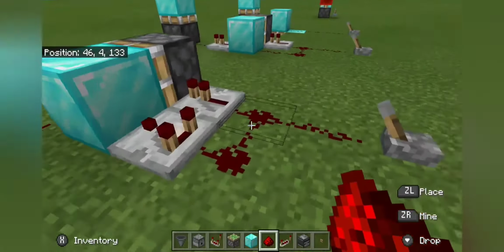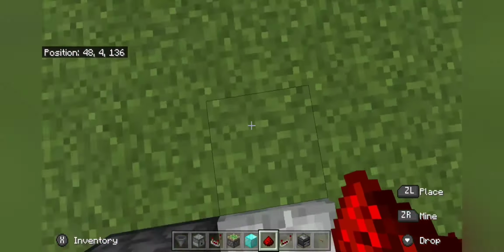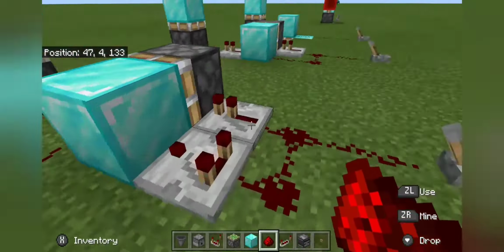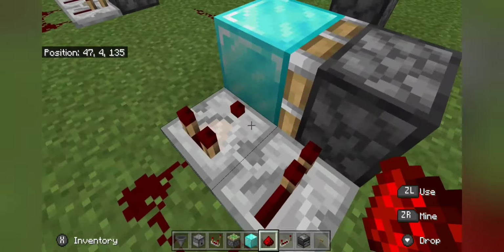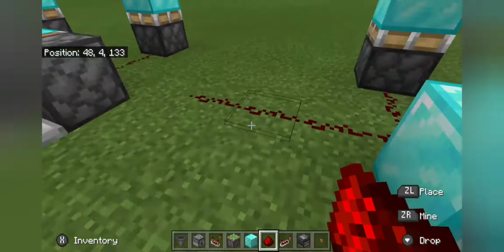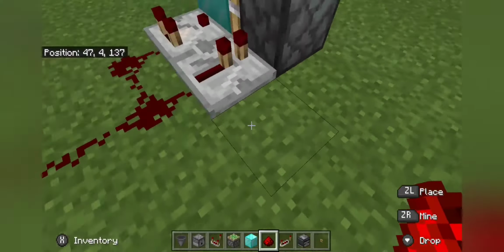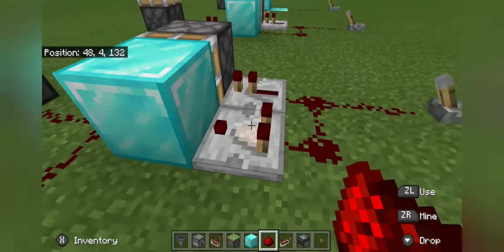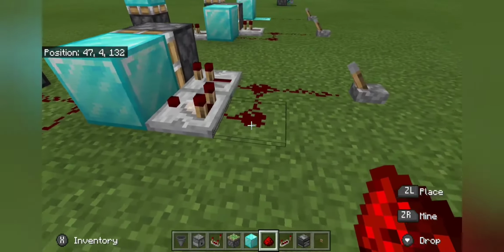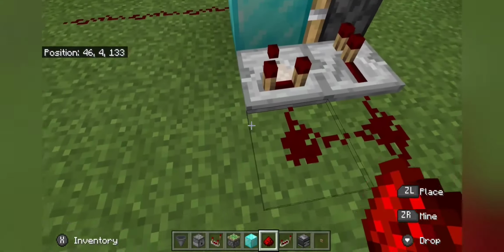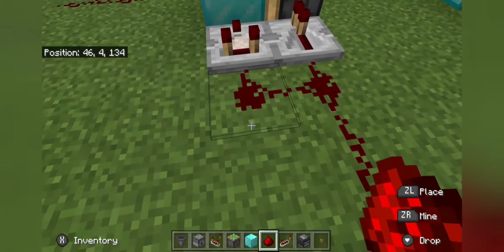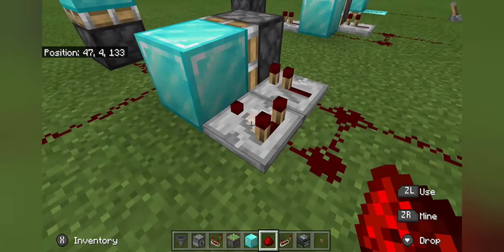But this is a zero tick pulse, which I believe is technically a glitch, but it is a future-proof glitch, which means it cannot really be patched because of the way the game is designed. If they were to patch it, they would just be forced to create another way to do it. So it's impossible to remove. It might get changed in the future, but it cannot be removed. It's a zero tick pulse.